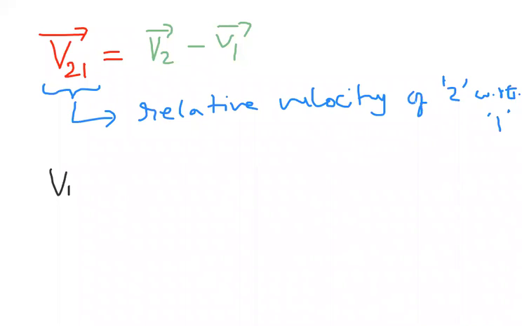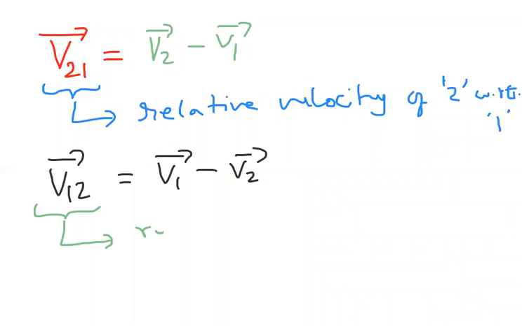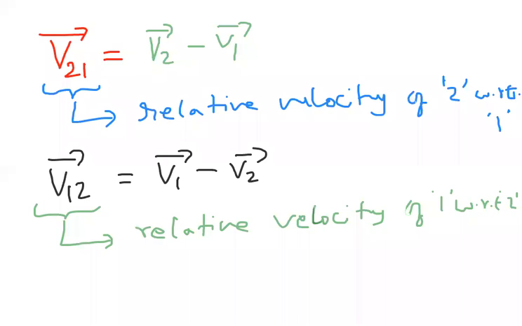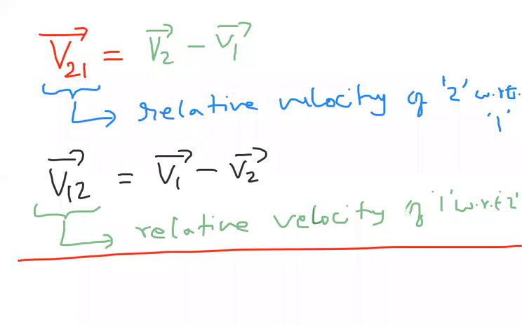Here I can also write V12 bar. V12 bar is called V1 bar minus V2 bar. Relative velocity of 1 with respect to 2. I want to tell one important point in relative velocity. Sometimes we will be confused, beta, about whom we have to take first, which vector has to be taken first and whom second.